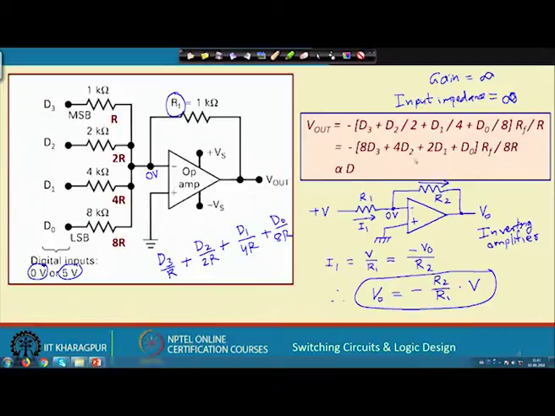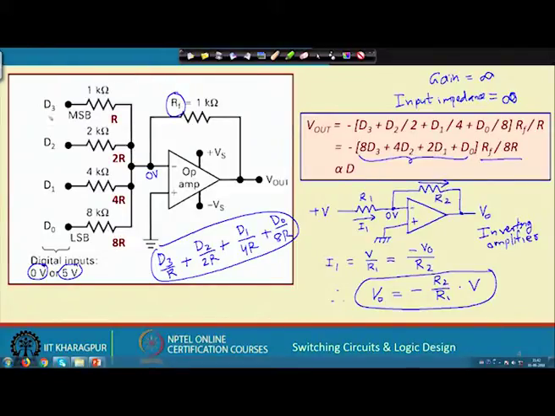So, here the expression is written. This will be the total current flowing in, this I 1, and this will be equal to minus V 0 by R f. So, V 0 or V out here will be, if you simplify, if you take this R outside, R f by R, D 3 plus D 2 by 2, D 1 by 4, D 0 by 8, you see the same expression. And if you just rearrange it a little bit, take 8 also outside, then this becomes just the decimal equivalent of the binary number.